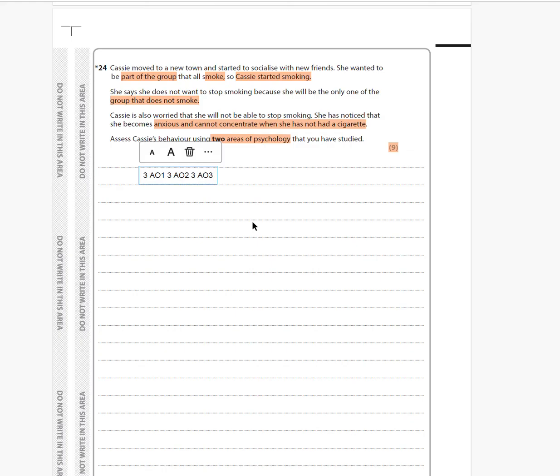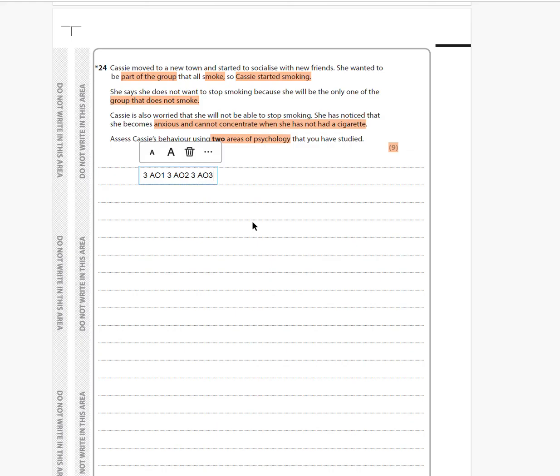And exactly the same again for addiction. What research have we got that nicotine is addictive? Why has she started smoking and got that addiction in the first place? You might talk about social learning theory. In creating the addiction, she's copied the behavior of other people. Vicarious reinforcement, if she's seen somebody smoke and then they've become popular because of it. So the AO3 is then the application of the research.